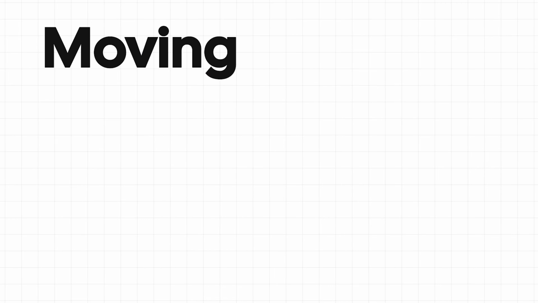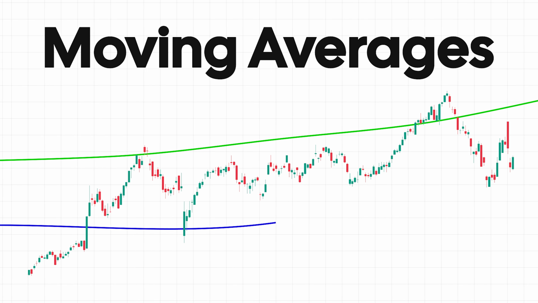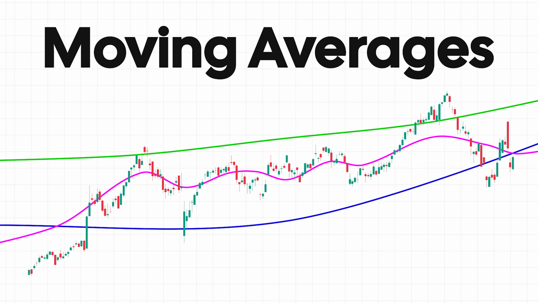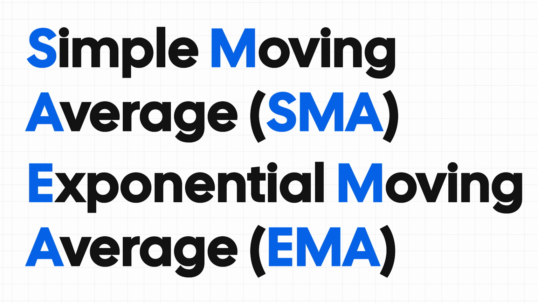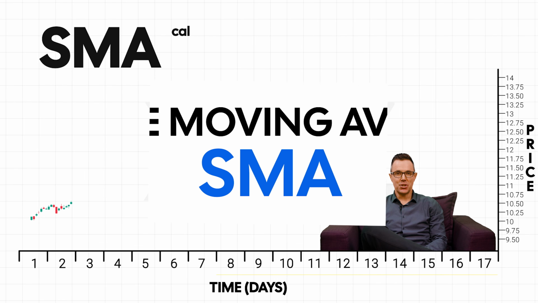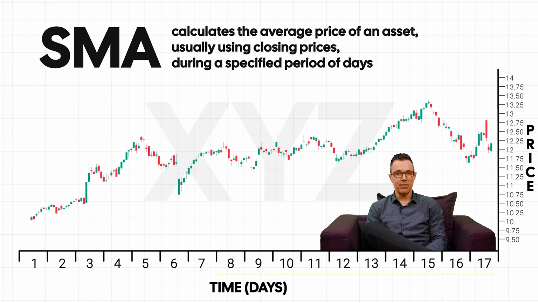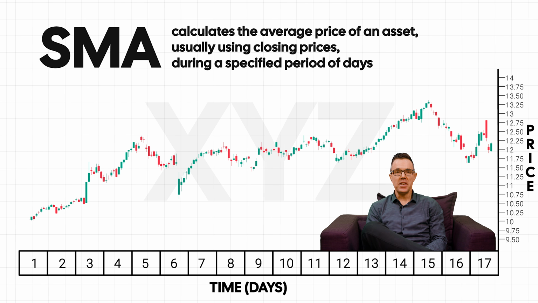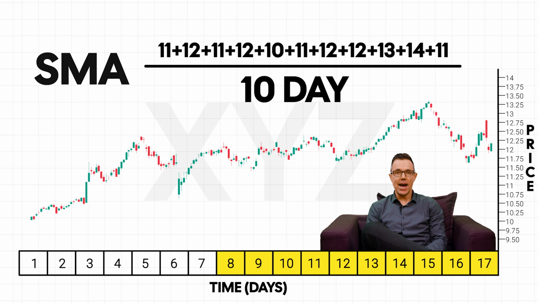Let's get into it. Moving averages are a way to analyze data by averaging specific sets of numbers over a chosen time period. The two most common moving averages are the SMA, or simple moving average, and the EMA, exponential moving average. In this video, we'll focus on the SMA. The simple moving average is calculated by adding up the closing prices of a stock over a specific time frame, and then dividing by the number of periods. For example, a 10-day SMA takes the average of the last 10 days closing prices.